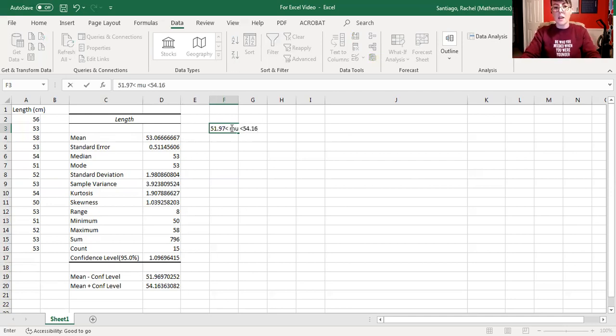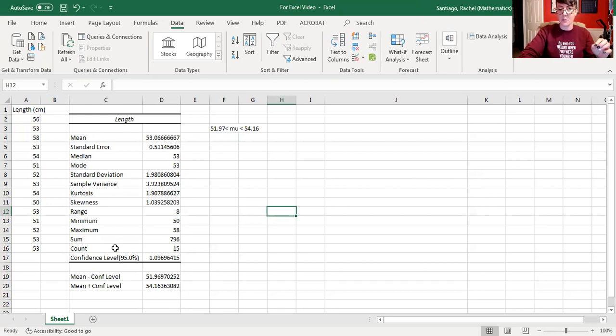54.16. So essentially what we're saying here is that we are 95% confident, right? 95% confidence level. We are 95% confident that the true value of the mean length of newborn babies to non-smoking mothers is between 51.97 centimeters and 54.16 centimeters. That would essentially be the statement associated with this particular confidence interval.